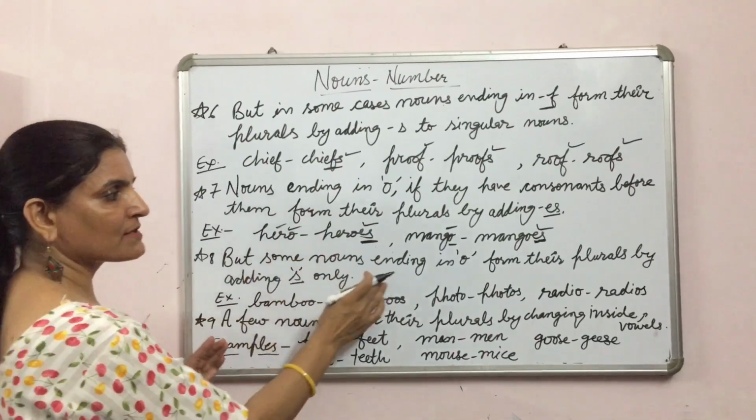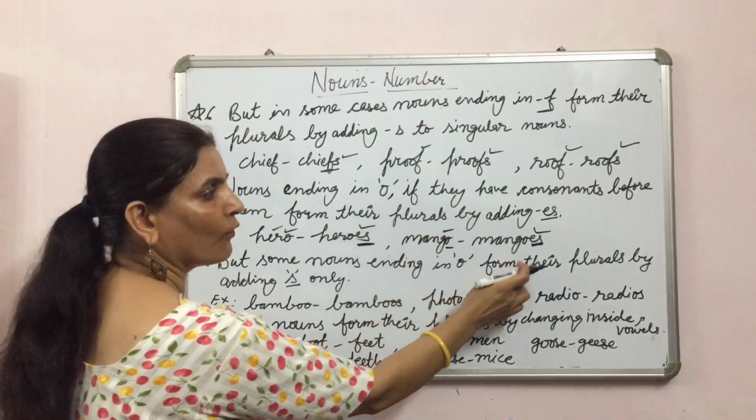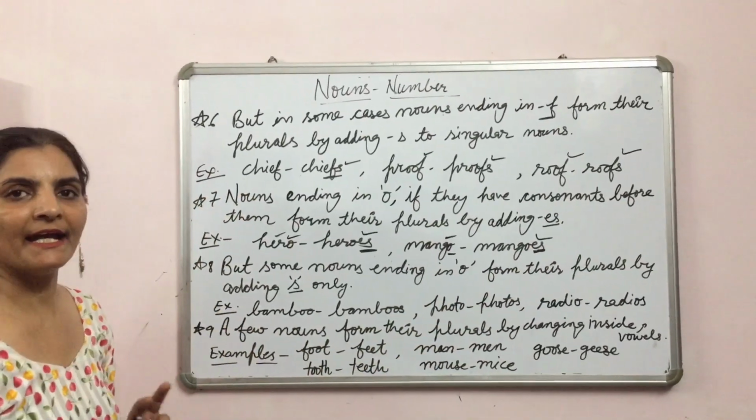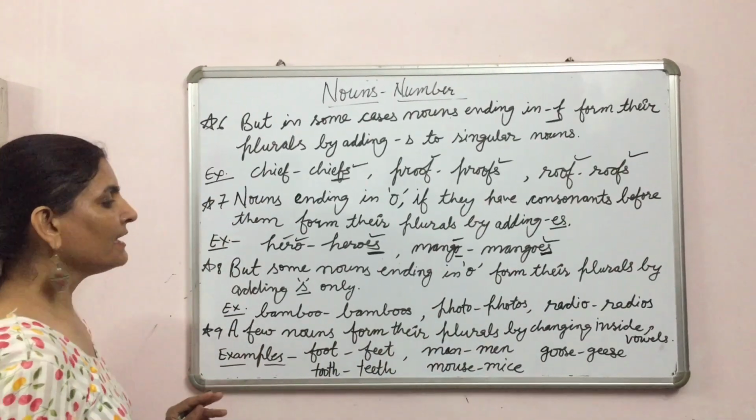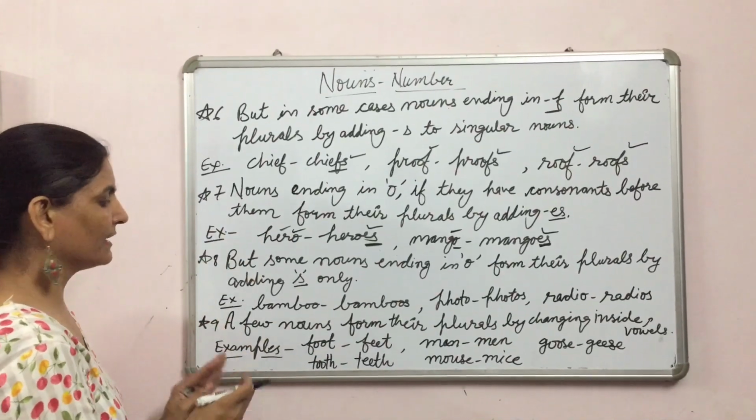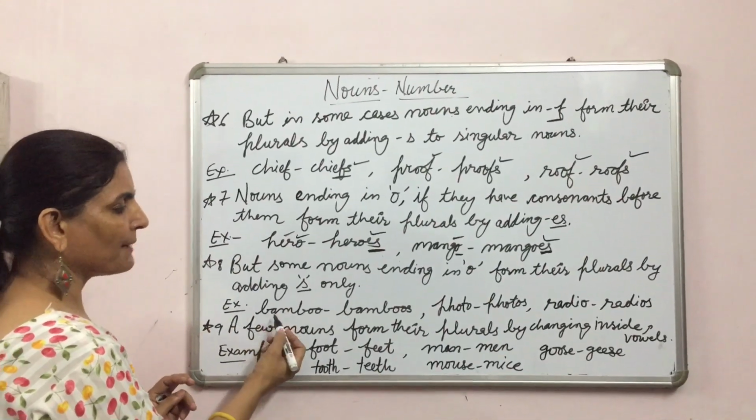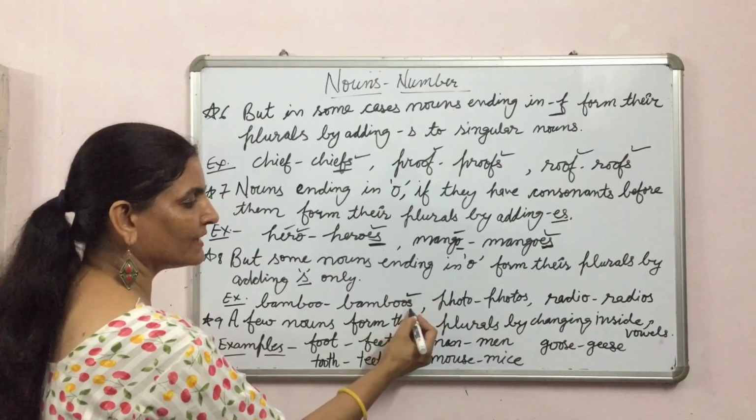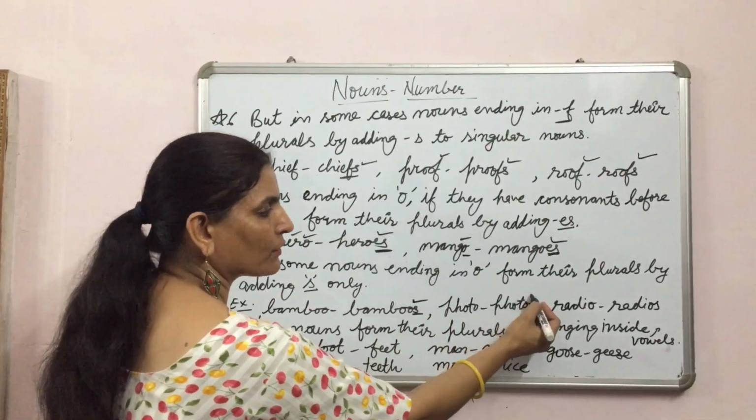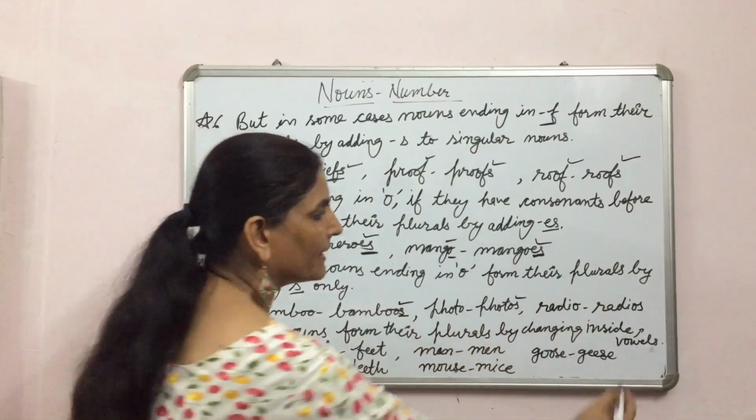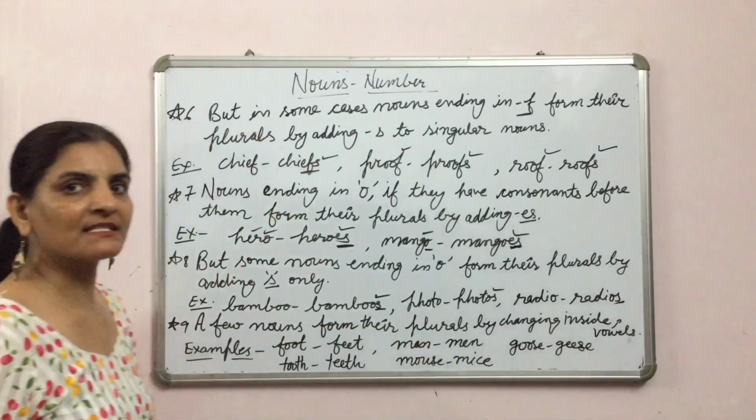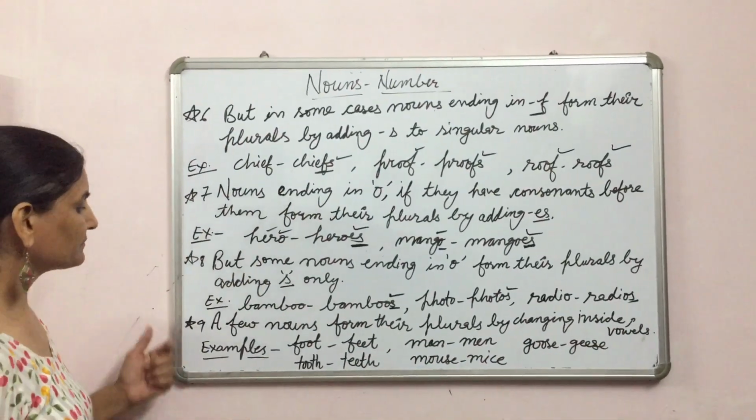But some nouns ending in O form their plurals by adding S only. Exceptions are also there. For example, bamboo, bamboos, only S is there. Photo, photos, and radio, radios, we have put only S here, not ES.